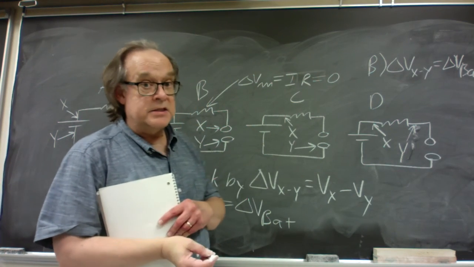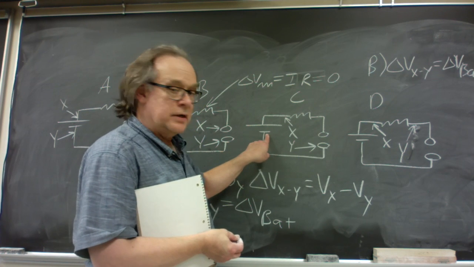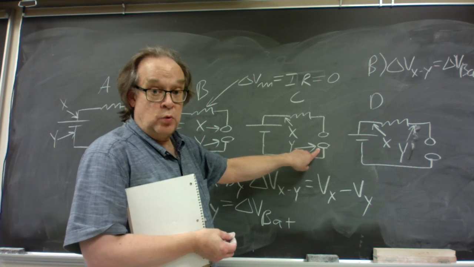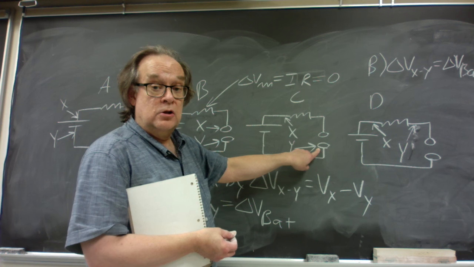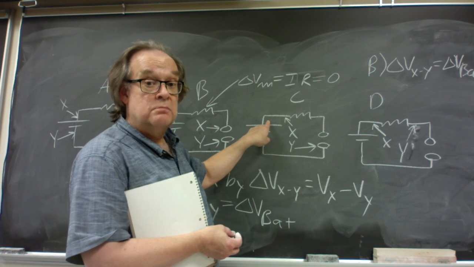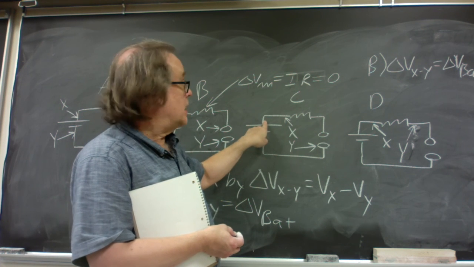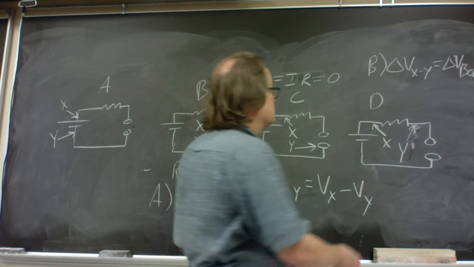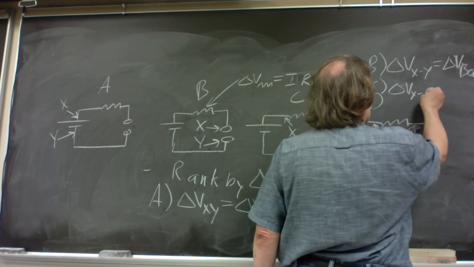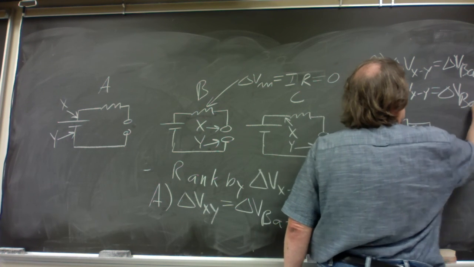And then in C, it's exactly the same. These 2 points are connected by nothing but wire, so they're at the same potential. This point Y has the same potential as the low potential pole of the battery. These 2 points are connected by nothing but wire, so this point is at the same potential as the high potential side of the battery. So that potential difference between X and Y, again, is the same as the battery potential.